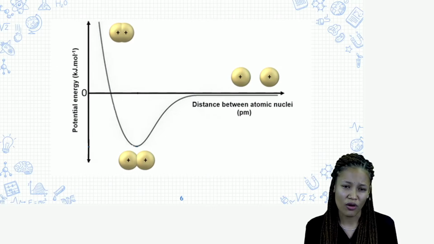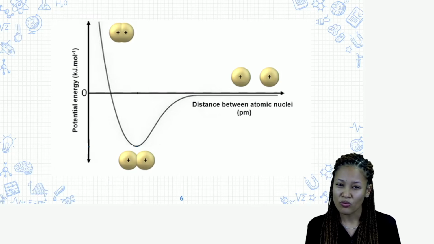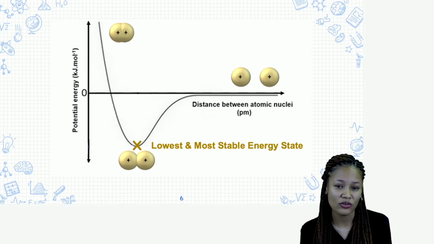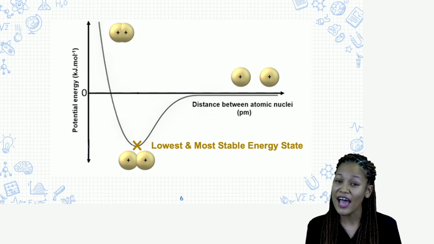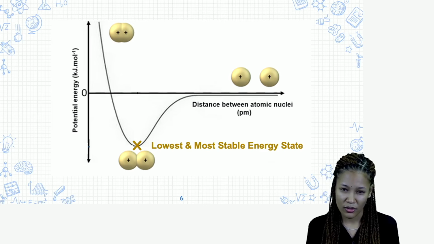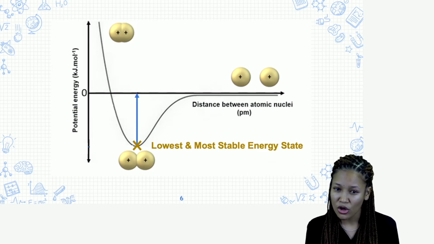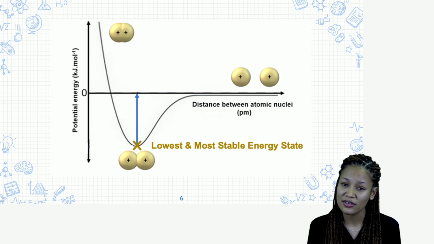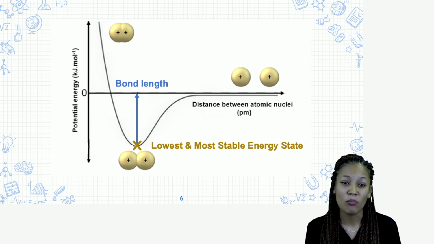So going back to this graph of potential energy versus the distance between atomic nuclei. Remember, at the lowest point on that graph, we have the lowest and most stable energy state. And that is where the bond is going to form. If we go to that point and we read towards the x-axis, remember on your x-axis you have plotted the distance between the atomic nuclei. So if we go from this lowest and most stable energy state where the bond forms and we read to the x-axis, this gives us the bond length.